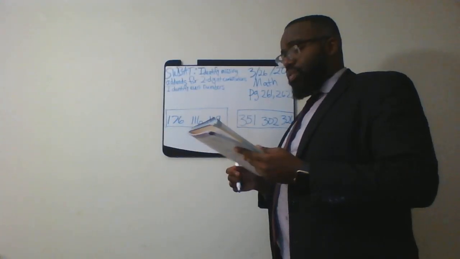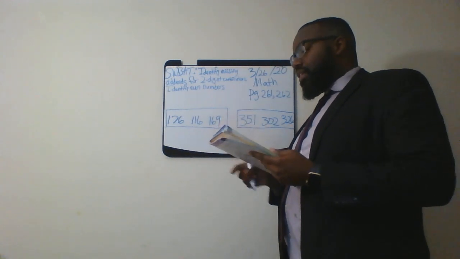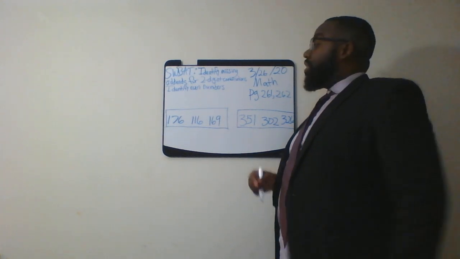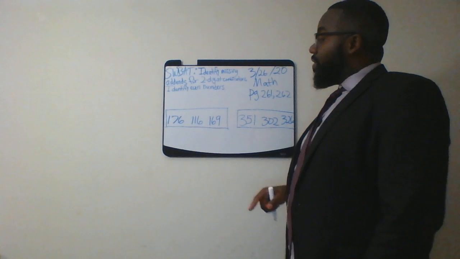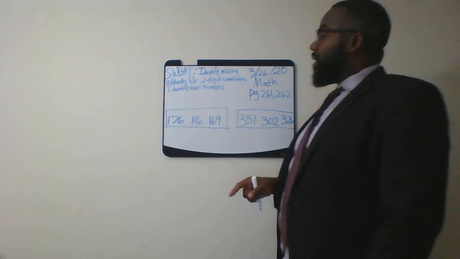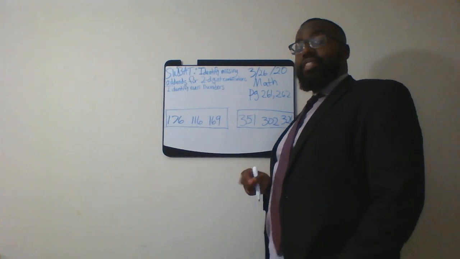Let's look at number 2. Number 2 asks us to circle the number that is greatest and underline the number that is least. So you're doing two things for number 2. First, you have to find out what is greatest. You're going to circle that one. So we have 176, 116, 169. Out of those three numbers, we have to circle the number that is the greatest.